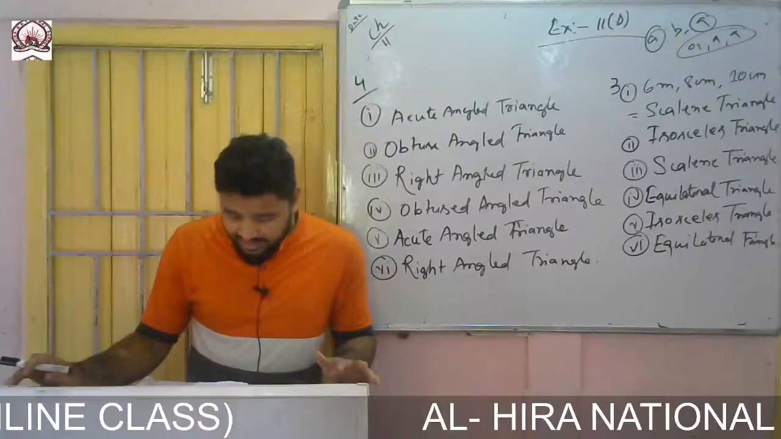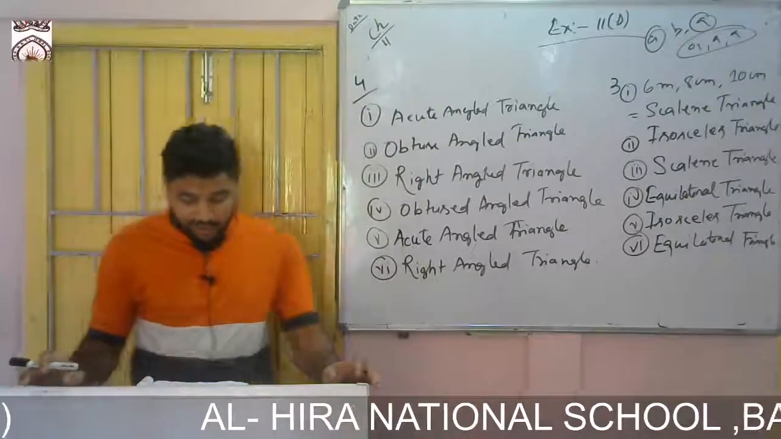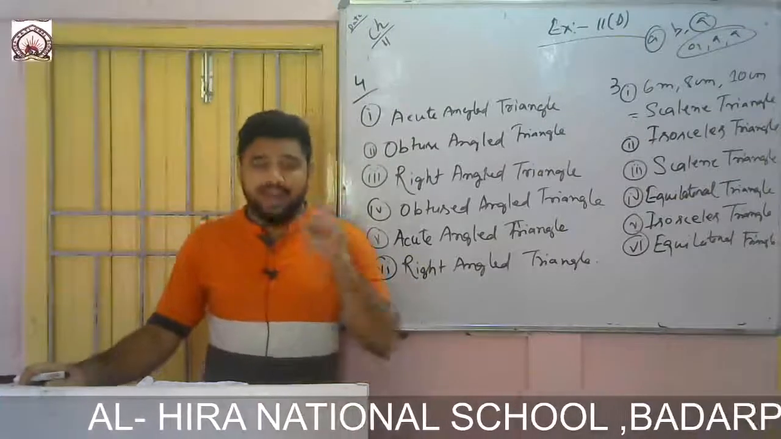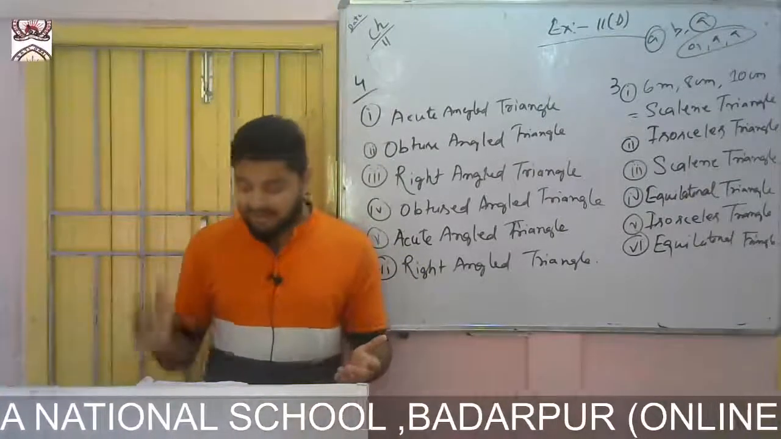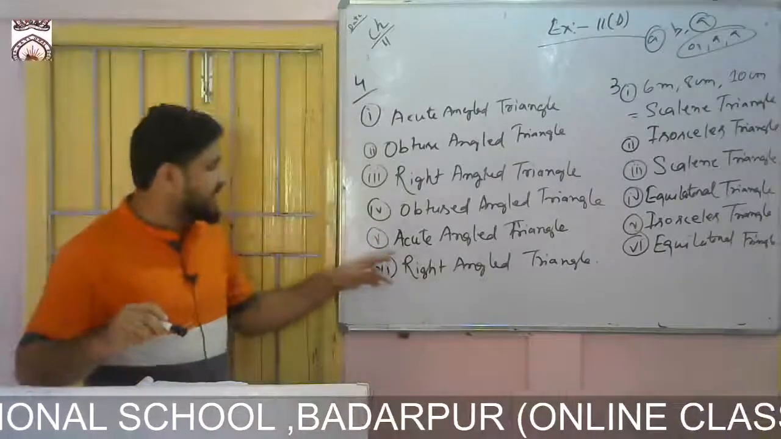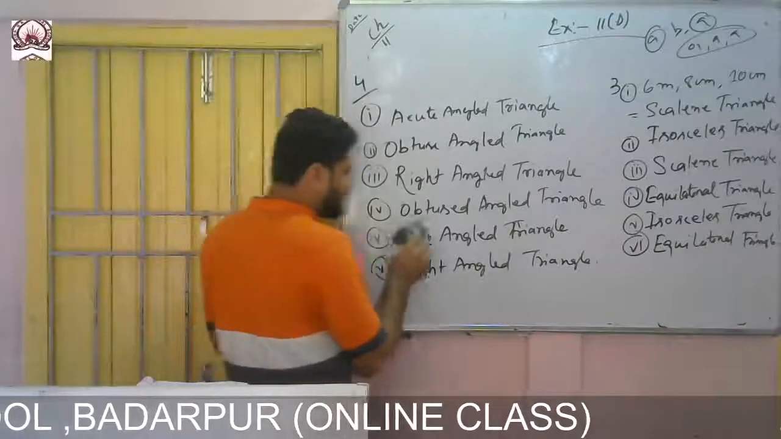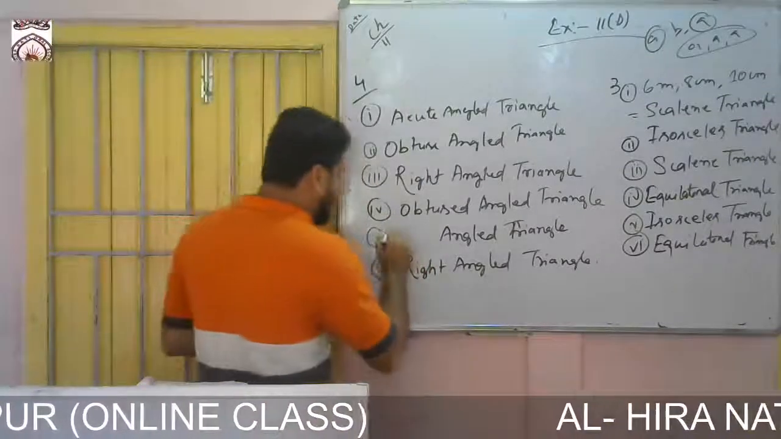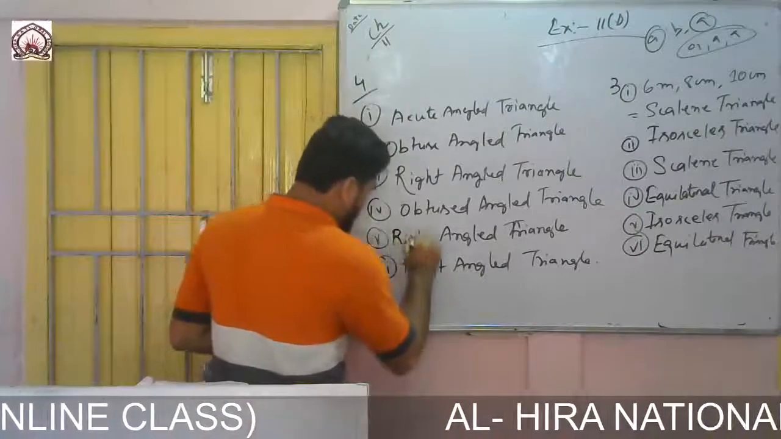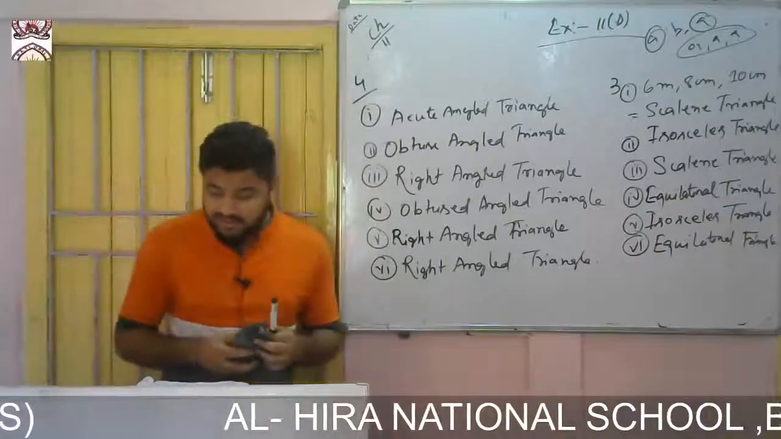Now come to the next one: 46 degree, 90 degree and 44 degree. The middle angle is 90 degree. So obviously it is a right angle triangle. So this one is also a right angle triangle.